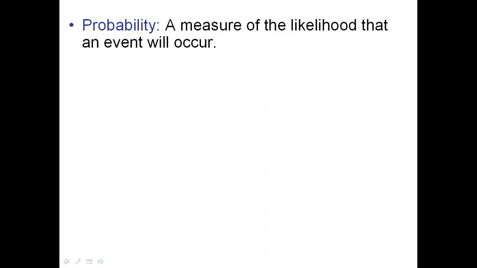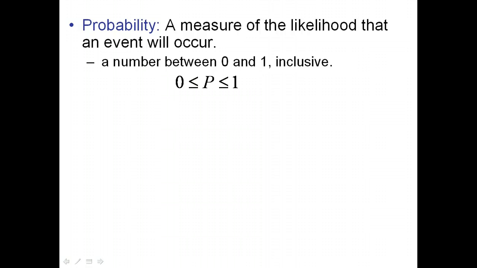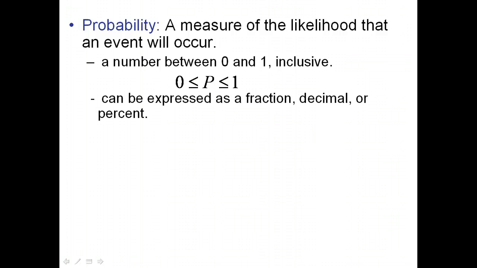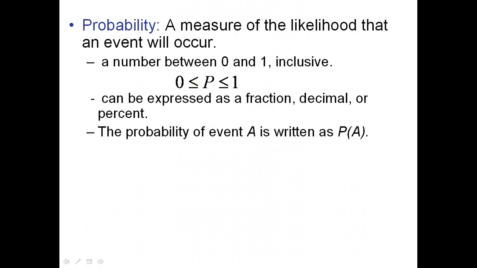What is probability? It's a measure of the likelihood that an event will occur. It always is a number between 0 and 1 inclusive, meaning it could be 0 or it could be 1. And we can express it as a fraction, a decimal, or a percent. The probability of an event A is written as P of A. So that could be P of rolling an even number on a die, P of rolling a 6 on a die, or P of throwing a dart into a particular region.